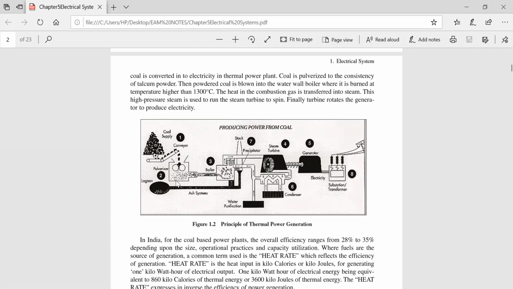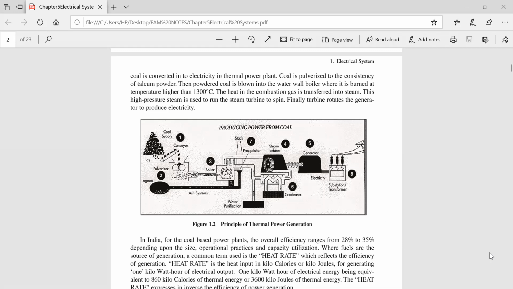And then one term is the heat rate. In India, the overall efficiency is 28% to 30%, and it will depend upon the size, the capacity utilization, and the operational practices, and the fuel which is the source of generation. The common term we are talking about, the main thing, is the heat rate. The heat rate reflects the efficiency of generation.